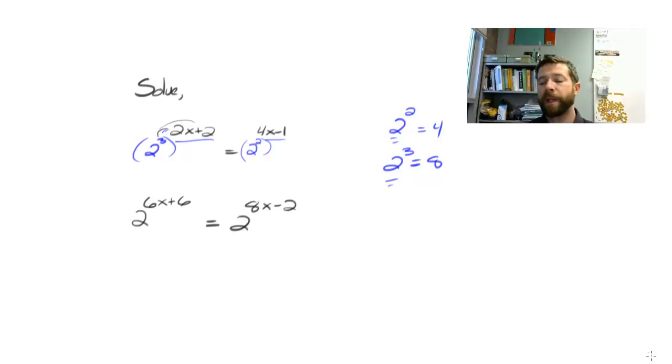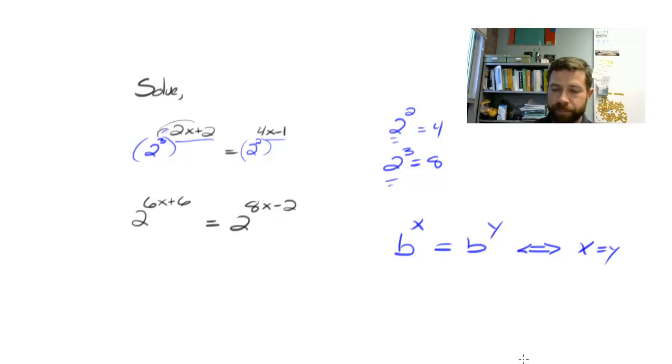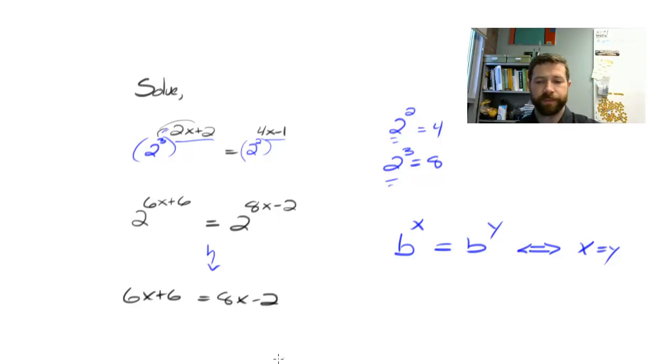All right. Now, the like base or common base property, what it says is this. It says if I have two exponential expressions with the same base but different exponents, for those to be equal, what has to be true is that the exponents must be equivalent to each other. So how I use that in this case here is I can now rewrite this equation without the base and just set the exponents equal to each other. So I get 6x plus 6 must be equal to 8x minus 2.